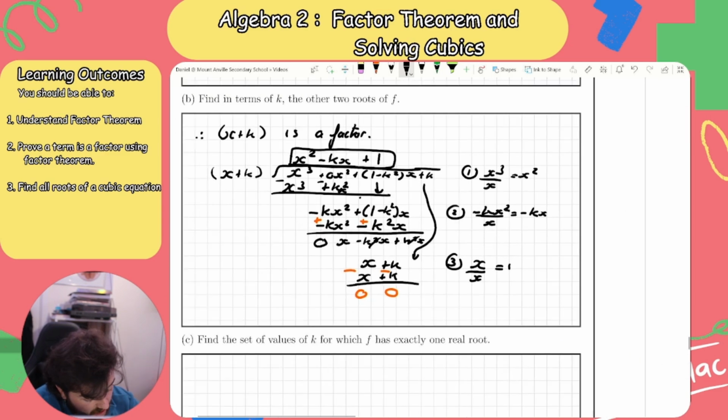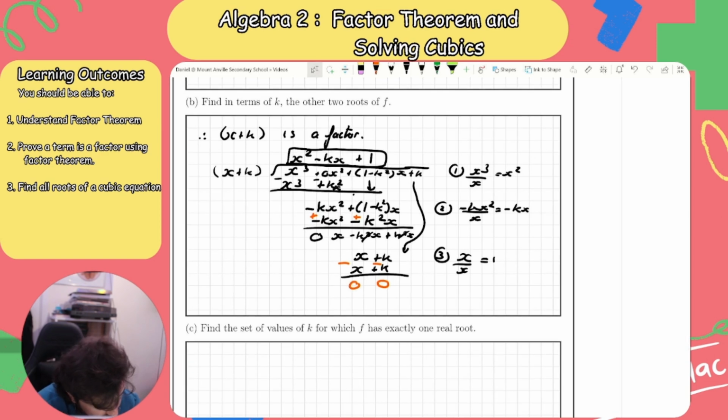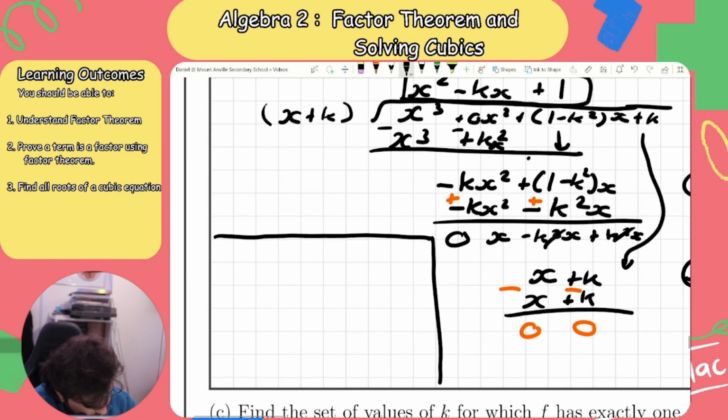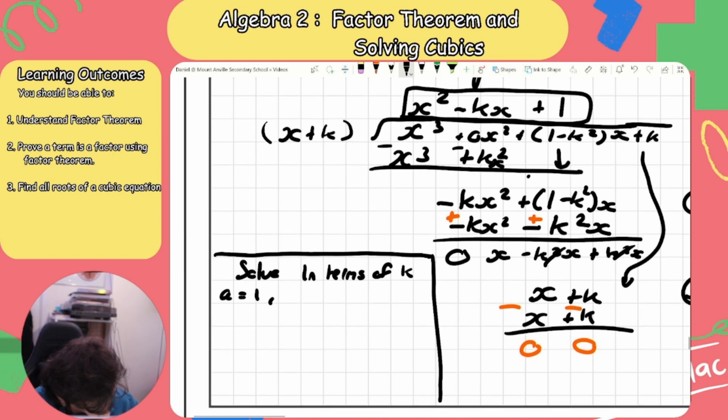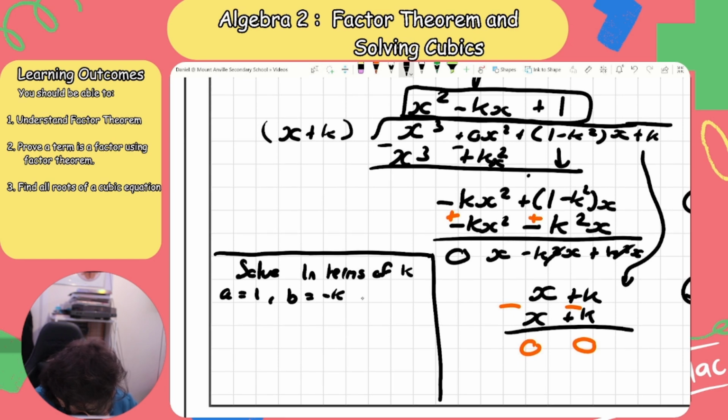I now need to solve this quadratic in terms of k to find the other two roots of f. You could just sub it into your minus b formula, really. So solve in terms of k. a equals 1, b equals minus k, and c is equal to 1.